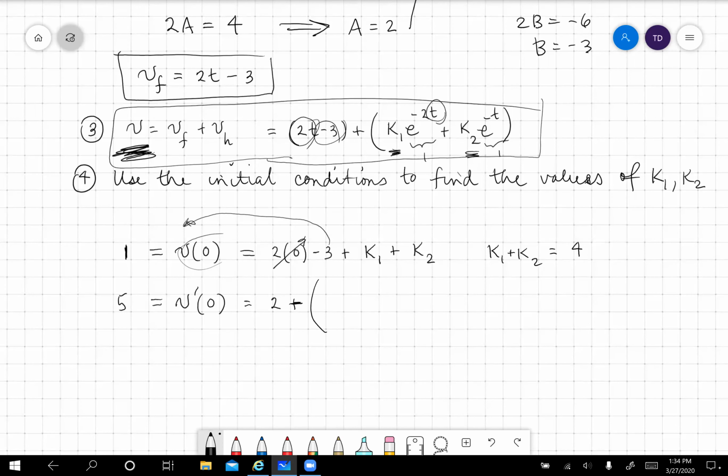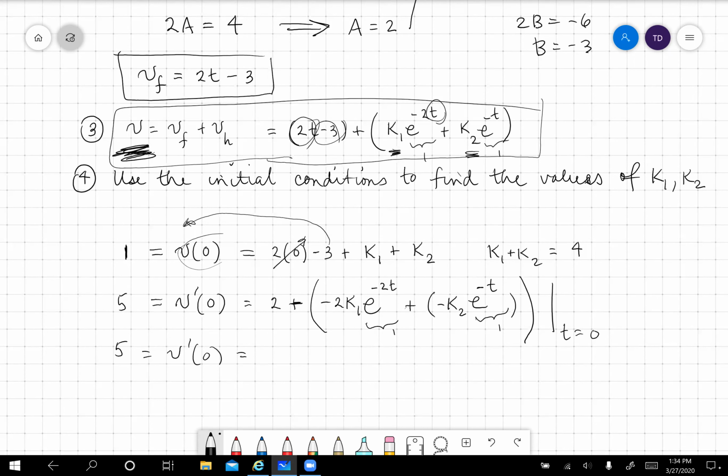plus, and now the derivative of these terms, minus 2K1 e to the minus 2t, and then we're going to set t equal to 0. And then plus, this is going to be a minus K2 times e to the minus t, and then we're going to set t equal to 0. So you can see when we set t equal to 0, again, this is 1, this is 1. So what we have on this second line is 5 equals V prime at 0, but V prime at 0 is equal to, from the equation, 2 minus 2K1 minus K2. So the second equation is minus 2K1 minus K2 is equal to, bring this to the other side, 3.